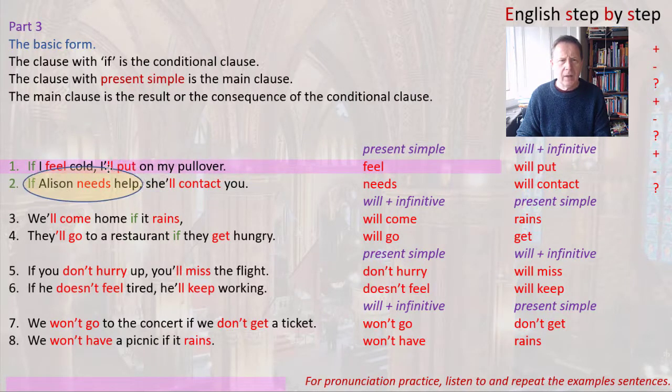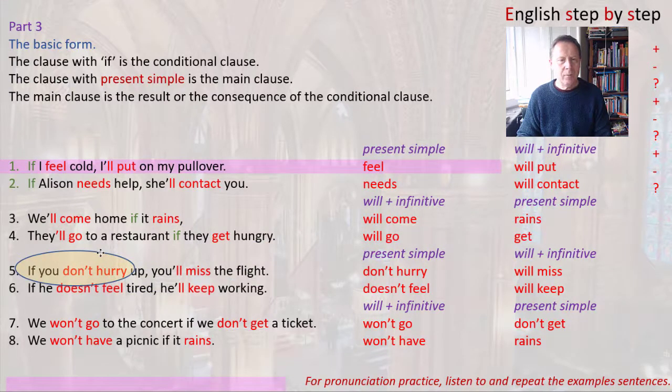Another example, if Alison needs help, she'll contact you. Needs, will contact. And of course, it can be the other way around, with will plus infinitive in the first part of the sentence and present simple in the second part. We'll come home if it rains. Will come in the main clause, rains in the conditional clause. They'll go to a restaurant if they get hungry. Will go, get.